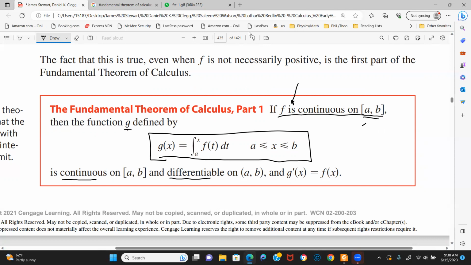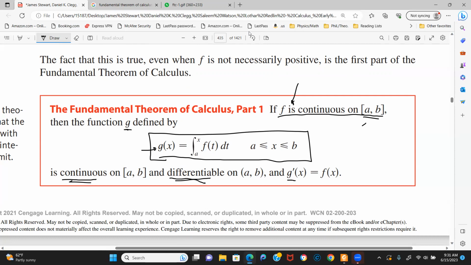So f itself could be non-differentiable. For example, it could be the absolute value function, which is not differentiable at the origin, or it could actually be what's called the Weierstrass function, which is continuous but differentiable nowhere. Doesn't matter, as long as f is continuous, you can define g of x, and this function will also be continuous and differentiable, regardless of whether or not f itself is differentiable.